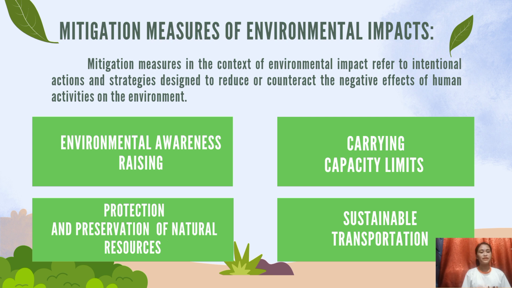So now let's proceed to the third mitigation measure, which is sustainable transportation. We all know that transportation is important in tourism. Without transportation, we cannot go to our desired destination or where we are going in our vacation time. But transportation has a negative impact or can cause pollution in our environment.